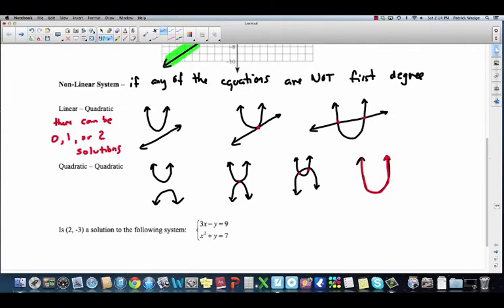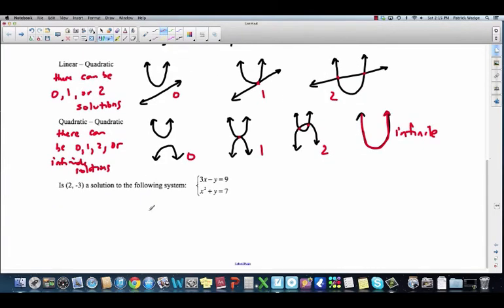How many solutions are there? Infinite. So for quadratic quadratic, there can be 0, 1, 2, or infinite solutions. So I guess this here was 0, and this was 0, and this was 1, and this was 1, and this was 2, and this was 2, and this was infinite. Alright, that was quick. Hopefully that makes sense. Let's go on to some questions.